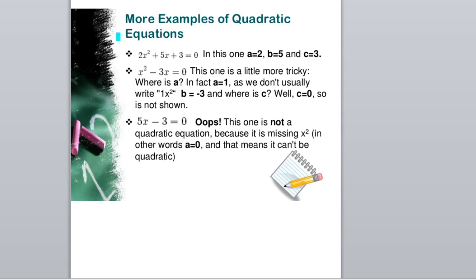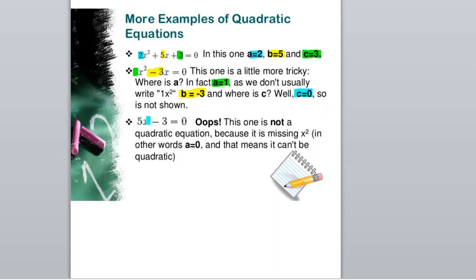More examples of quadratic equations. For example, 2x squared plus 5x plus 3 equal to 0. In this equation, a equal to 2, b equal to 5 and c equal to 3. This is so we become more familiar with the form of quadratic equations. Another quadratic equation, x squared minus 3x equals 0. The a equals 1, because a comes before the x squared, and here there is nothing, so it is 1. The b is minus 3, because the coefficient of x is minus 3. There is no c, which means c equal to 0.